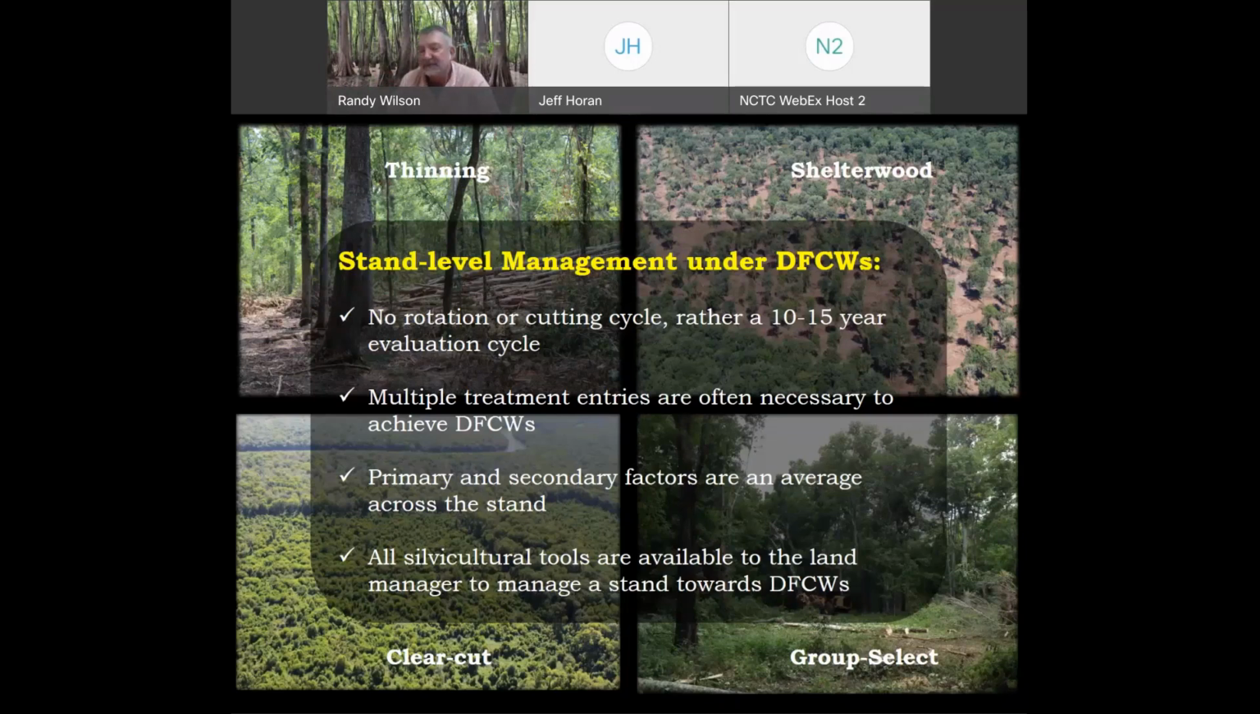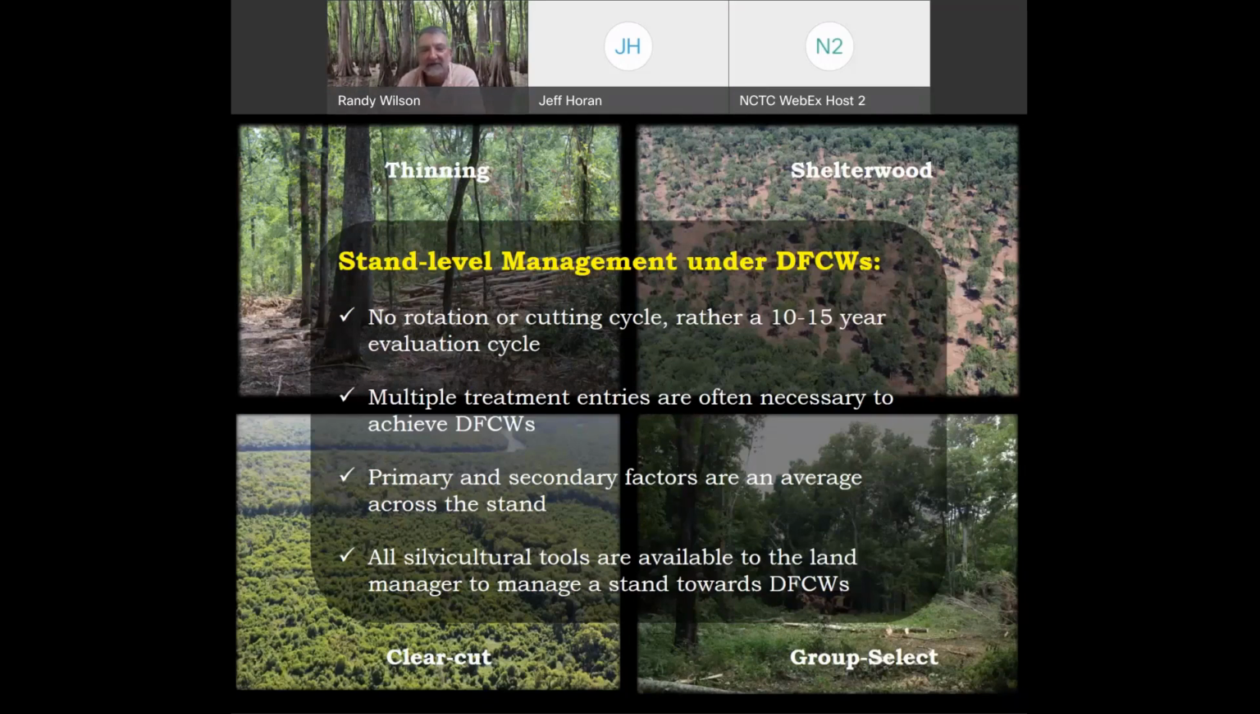But also, it might take multiple treatments to get there. No one stand is the same, right? So you might be able to get a large percentage of those desired conditions with one treatment in this stand, where in a different stand, based off of previous management activities, it might take you a couple, 2 or 3 treatments to get it to where you want it for these desired conditions.